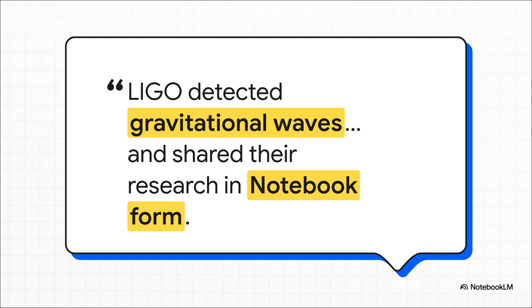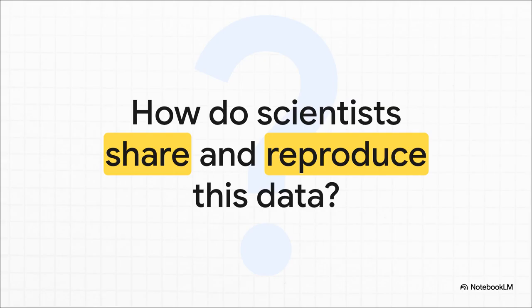But the LIGO team didn't do that. They shared their research in notebook form. And wow, this was pure magic for reproducibility. Literally anyone, anywhere, could instantly look at their exact code, tweak the parameters, and recreate those exact groundbreaking plots right in a standard web browser. So it makes you wonder, how exactly do scientists effortlessly share and reproduce complex data at that kind of scale?